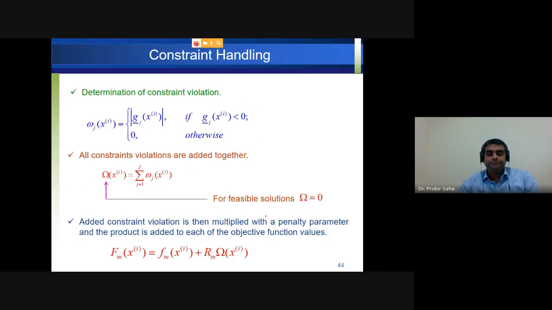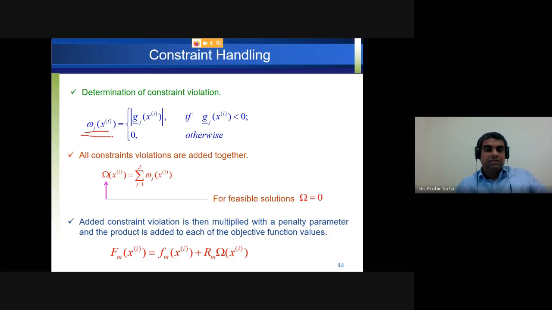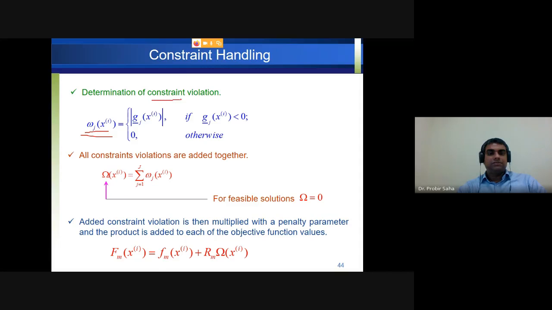Now, what is the next step? The next step is I have to find out what is called a constraint violation. Who is violating? I should penalize whoever is violating the constraint. How should I penalize? To penalize, I have to find out this constraint violation. So this is the equation to find out the constraint violation. What does it say?